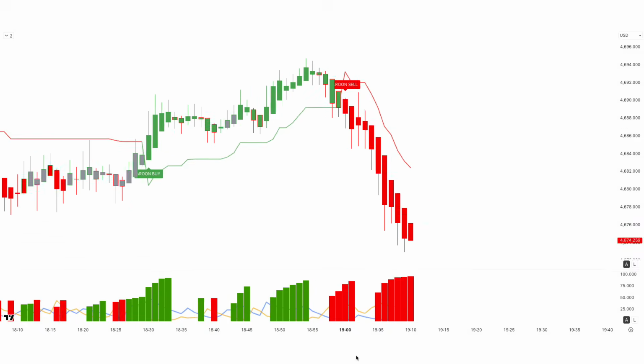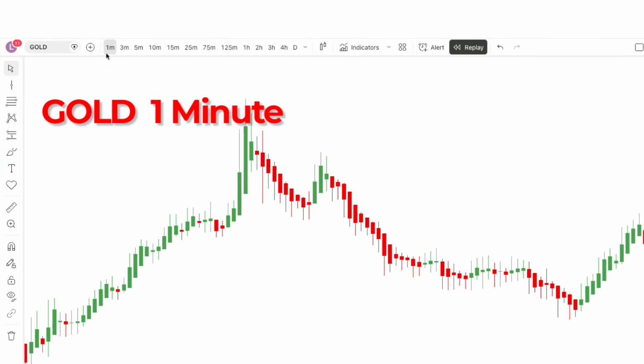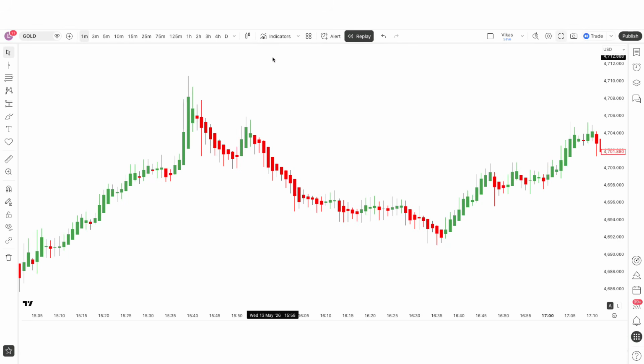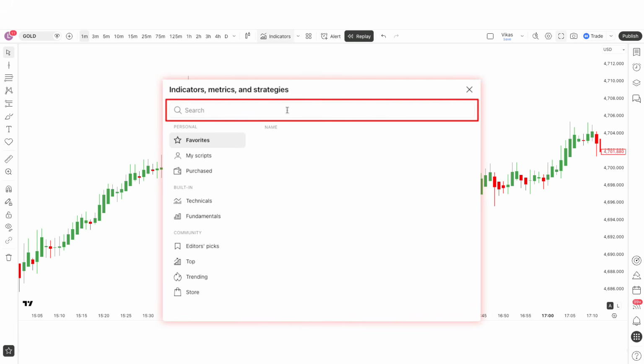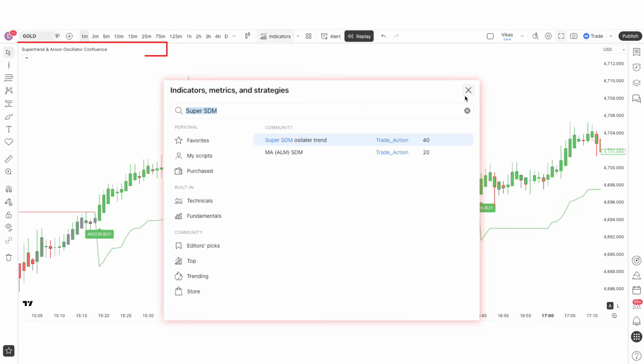Now we tell you how we want to trade. Let's start the video. We open the gold 1-minute chart. And don't sweat the time frame either. Next, you'll want to find those magic indicators. Head over to the Indicators tab and search for the Super SDM. Select the indicator made by Trade Action and add it to the chart.